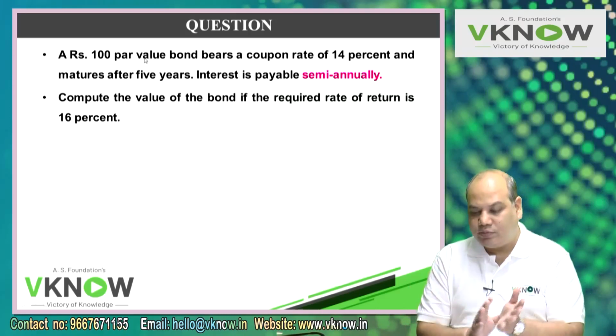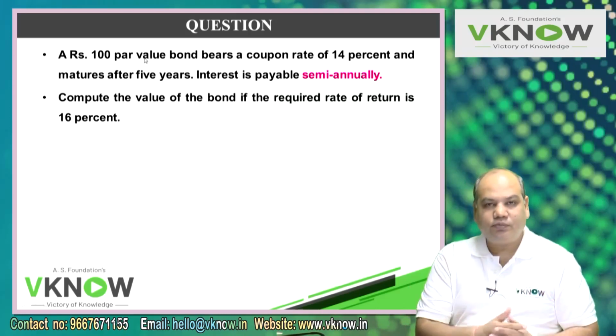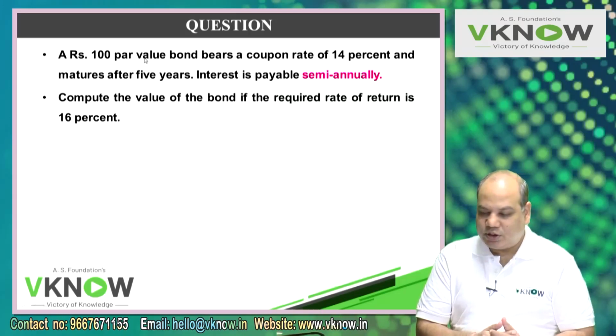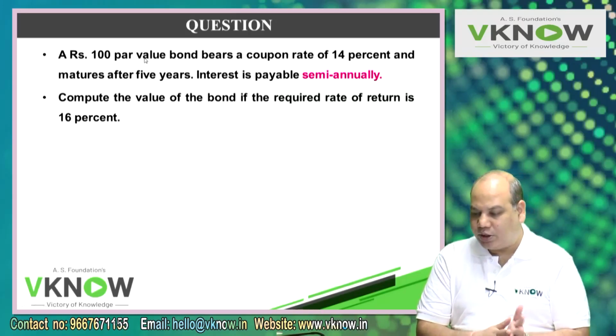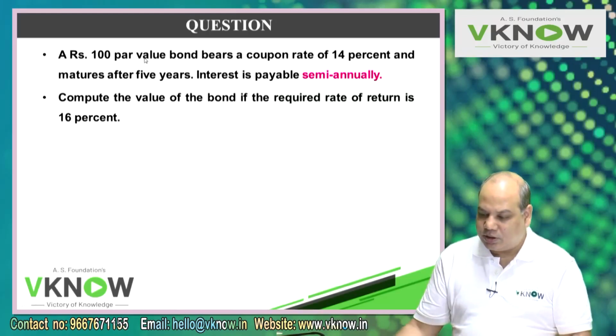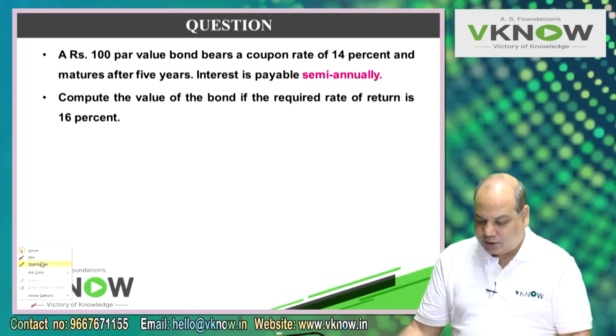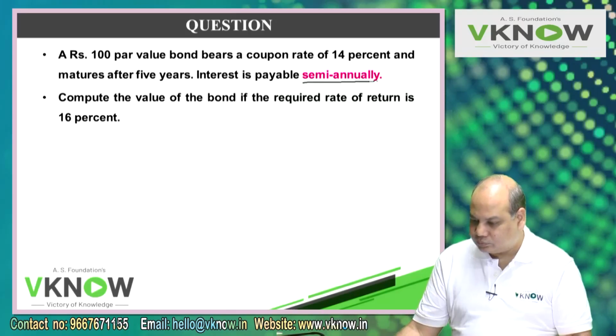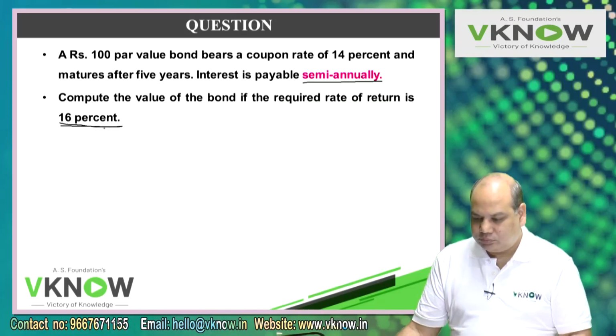Problem will appear as usual. Question number 5. Ready? A rupees 100 par value bond bears a coupon rate of 14% and matures after 5 years, interest is payable semi-annually. Interest is payable semi-annually because that will make an impact in your answer. Compute the value of the bond if the required rate of return is 16%. Okay, so 16% per annum.